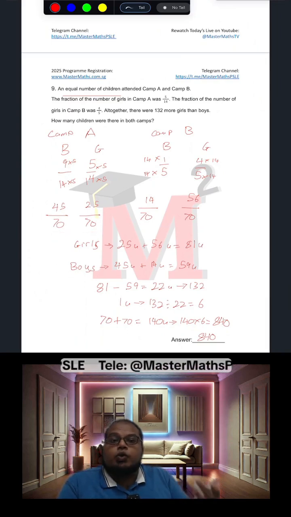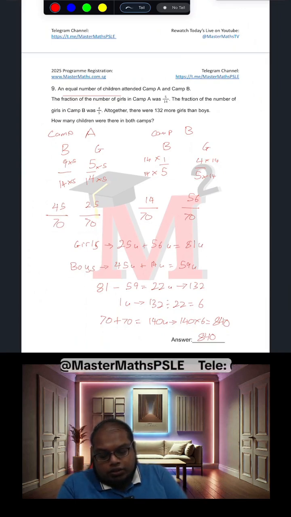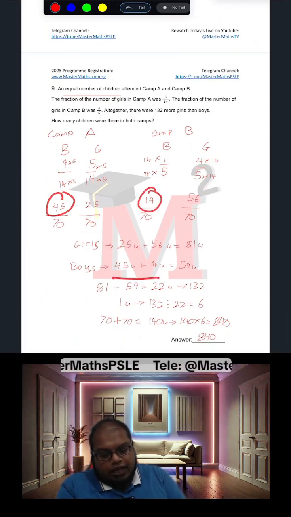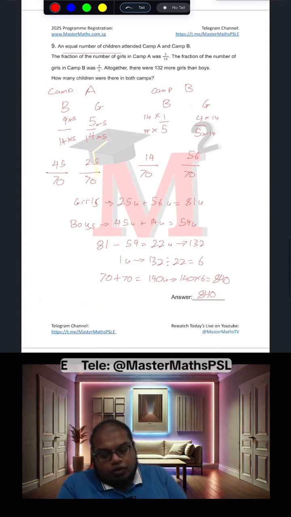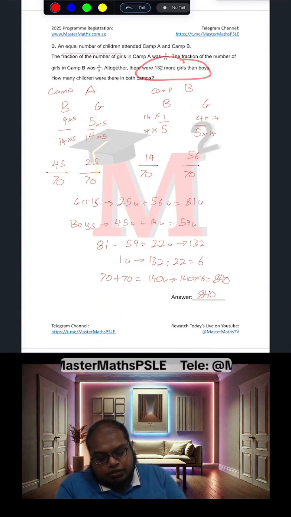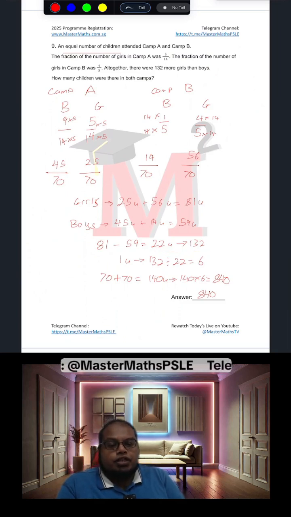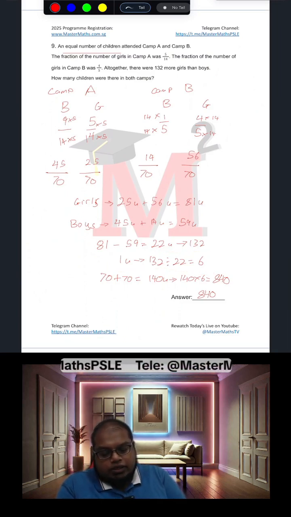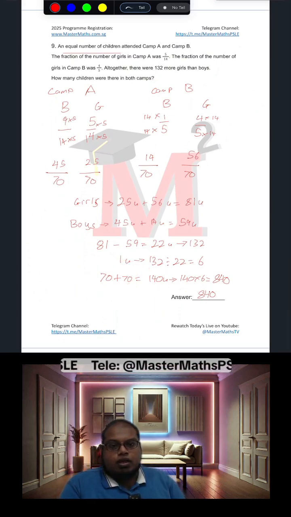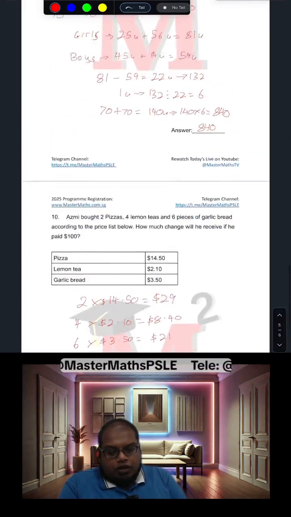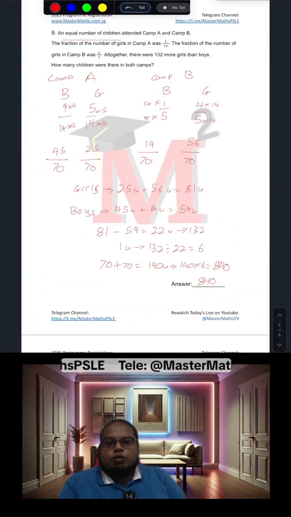So I treat them as units. The girls, which is 25 and 56, I add together, I got 81. And the boys, 45 and 14, I add together, I get 59. Because they give us the difference here, I take the units in terms of difference also. So 22 units is 132. I find 1 unit, I got 6. They're asking for both Chem, that's why 70 plus 70, 140 units, equals 140 times 6. Okay? I hope question 9 was easy to understand.